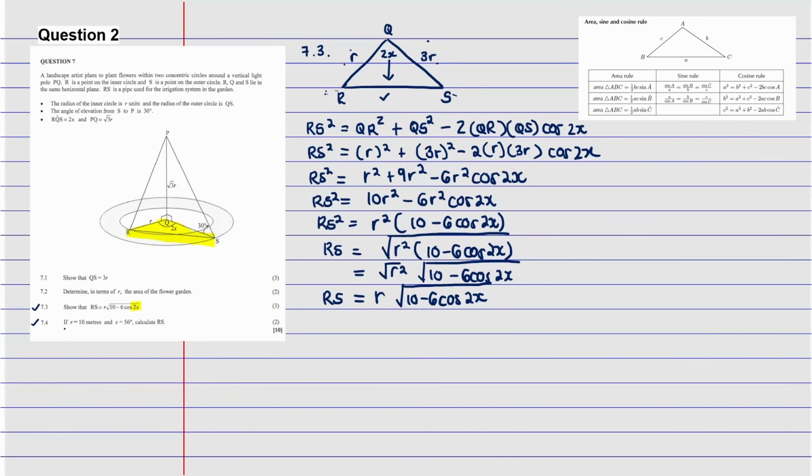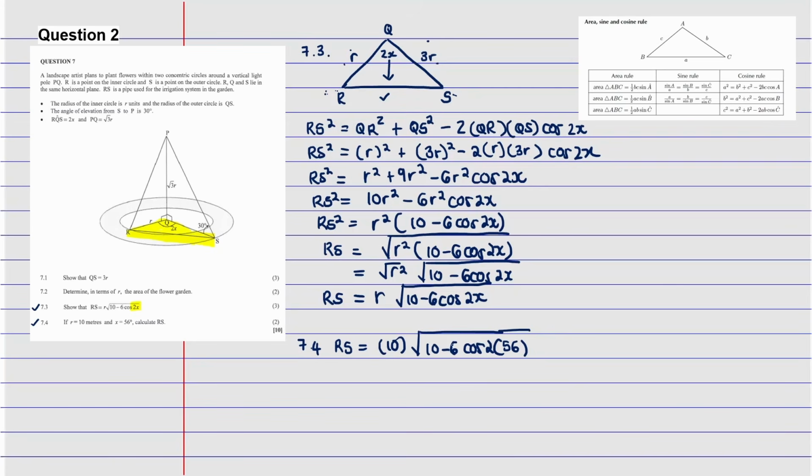It says if R is equal to 10 meters, and x is equal to 56, calculate RS. So taking 7.4, taking this RS, we know that RS is equal to, they gave us R, which is 10, right? Then it's going to be the square root of 10 minus 6, then cos of 2 multiplied by x, which is 56, right?